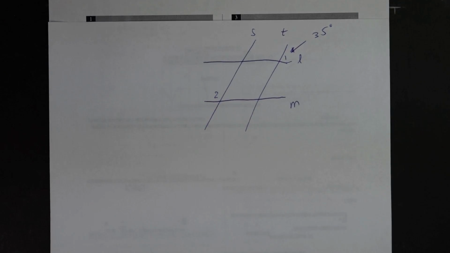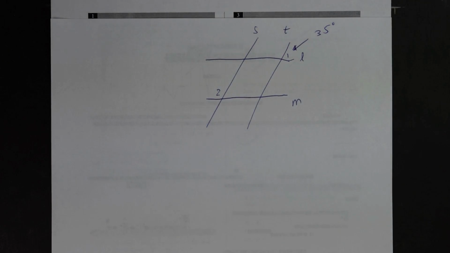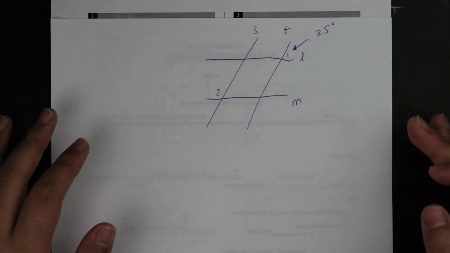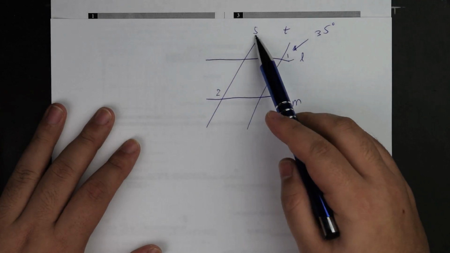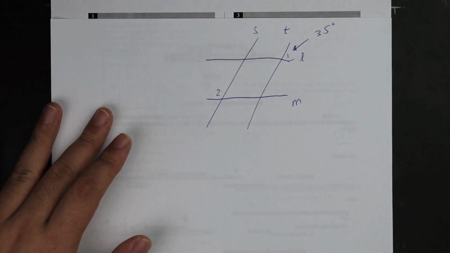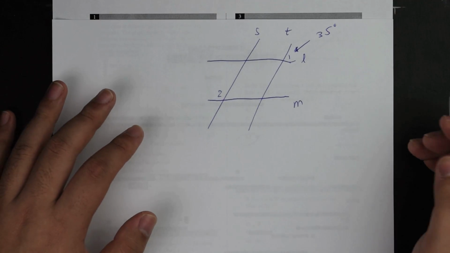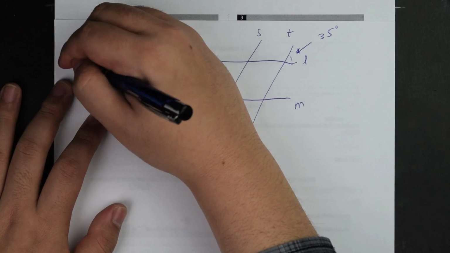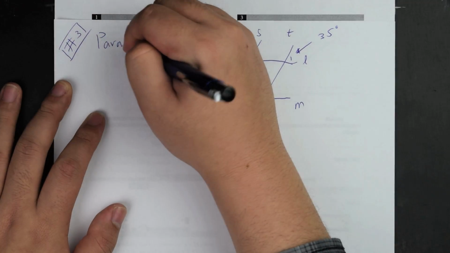So with the question, duly note that I only pull out the key information I need. I don't really need to read the instructions again and again. It's a bit of a waste of time. But they tell me that these two are parallel, these two are parallel. I have 35. What's the angle for 2? Before I start anything else, this is a parallelism question. So I'm going to write number 3 right here, and it's a parallelism question.